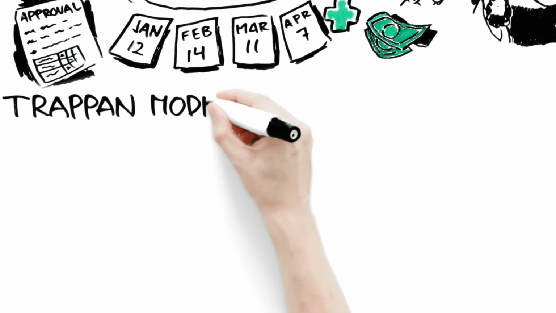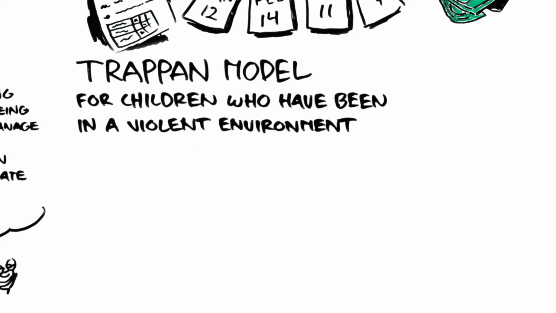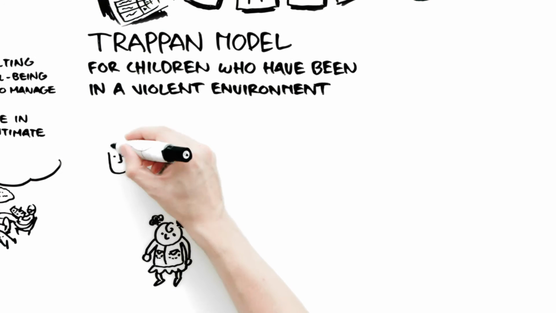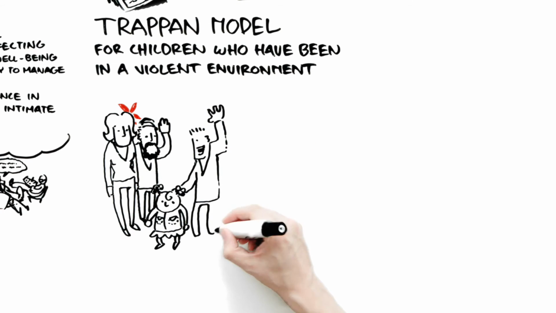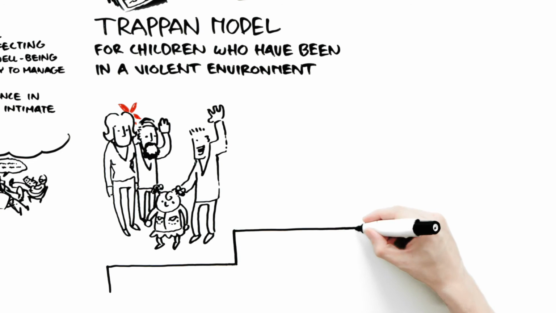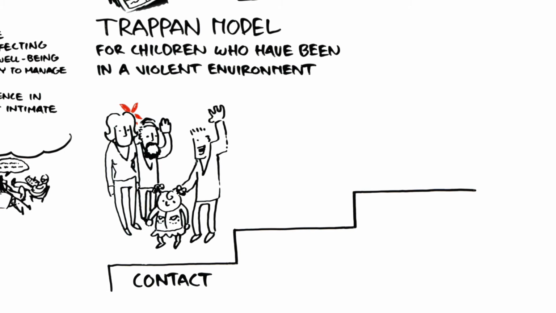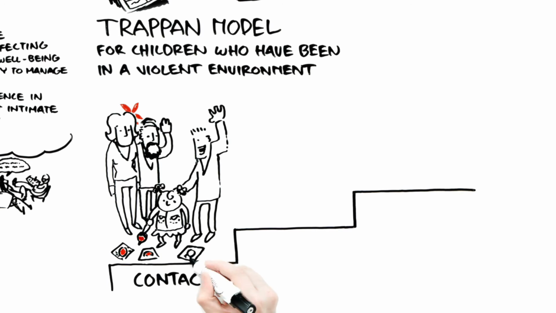The TRAPPAN model is designed to help children who have been in a violent environment. It's safe to use the model when the violence has stopped and the child's parents agree that the child may talk about the violence that has occurred. The model has 3 steps. In the first meeting, contact is made with the child, trust is established, and stories are made up using the child's own drawings and picture cards.